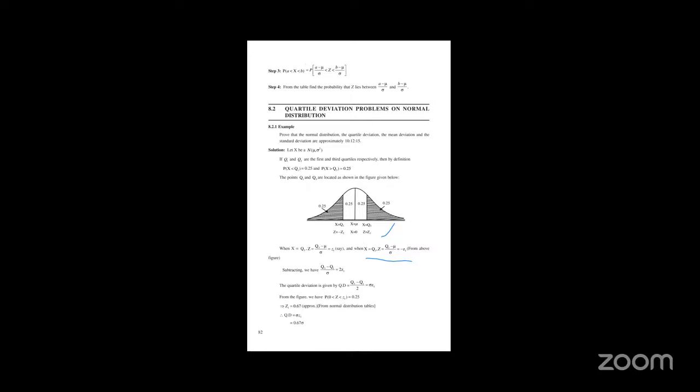So by subtracting Q1 from Q3, the mu cancels, and quartile 3 minus quartile 1 by sigma is equal to 2 Z1, because z1 plus z1 becomes 2 Z1. The quartile deviation is given by Q3 minus Q1 by 2, which is equal to sigma Z1. Sending sigma to this side, we get sigma Z1.